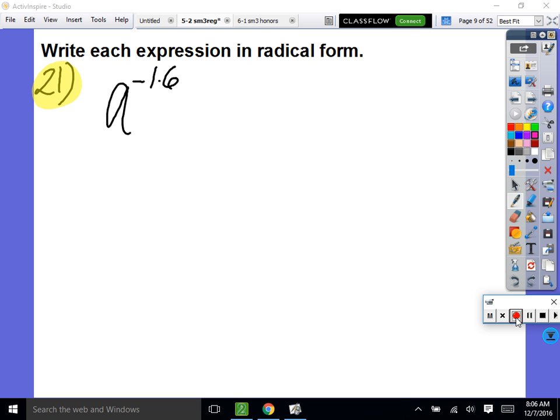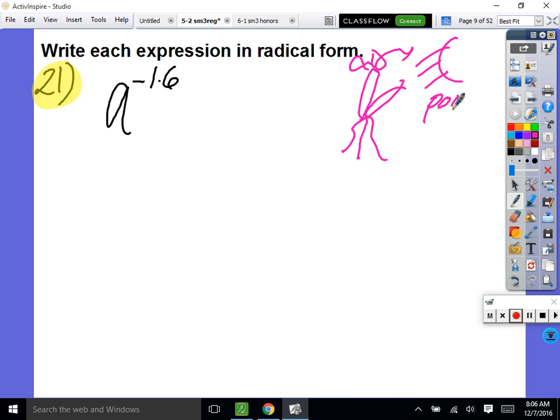So it says, write each expression in radical form. So remember that rational exponents can be written as radicals. We have our picture of our flower. Cutest flower ever. There's the sun. So power's on top and roots are on bottom, correct?